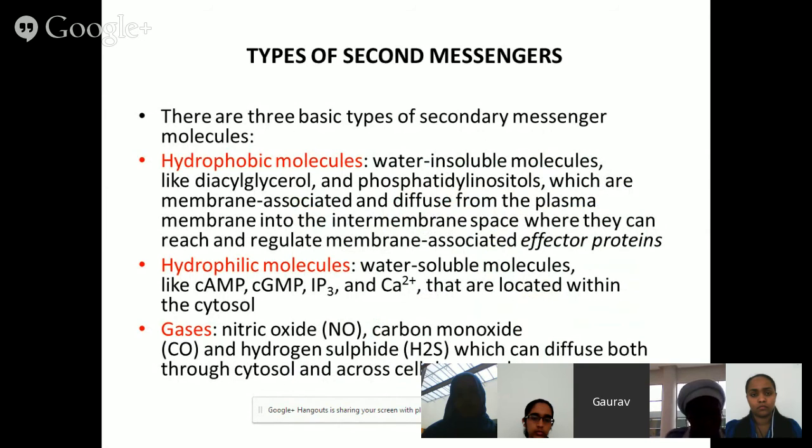First, hydrophobic molecules, which are present on a cell membrane. Second, hydrophilic molecules, which are present inside a cell. Inside a cell where? In the cytosol and cytoplasm. Third, gaseous molecules. These molecules can cross a cell membrane, and they can also dissolve in a cell.